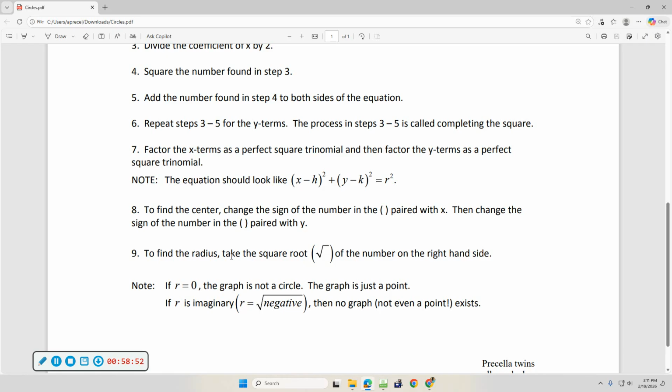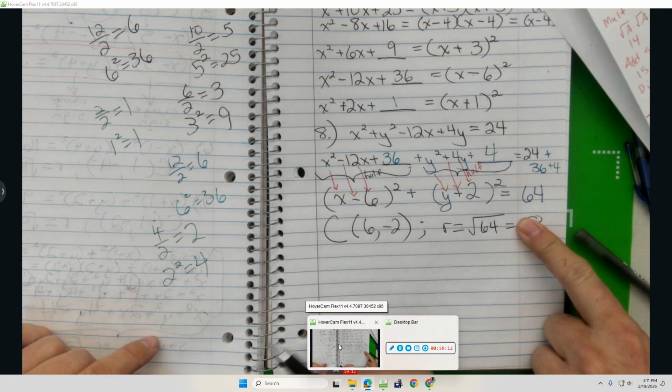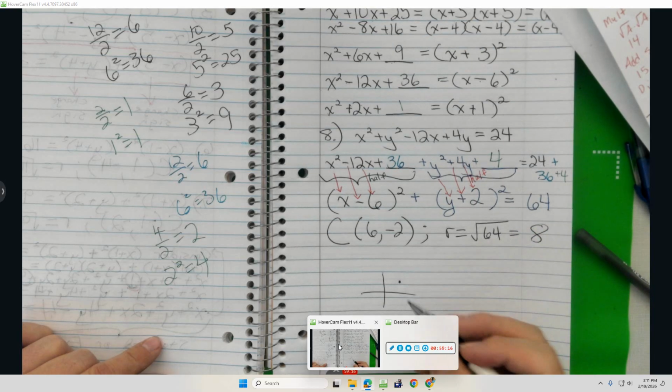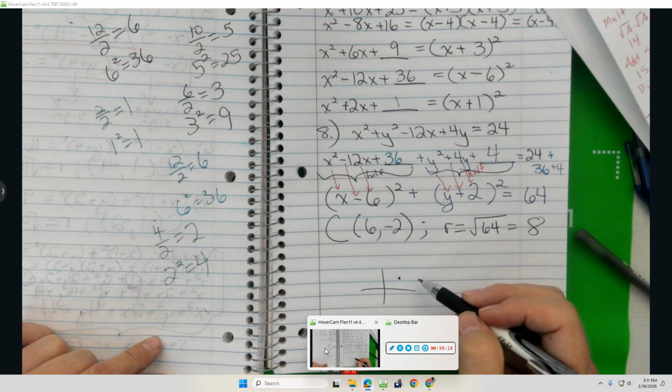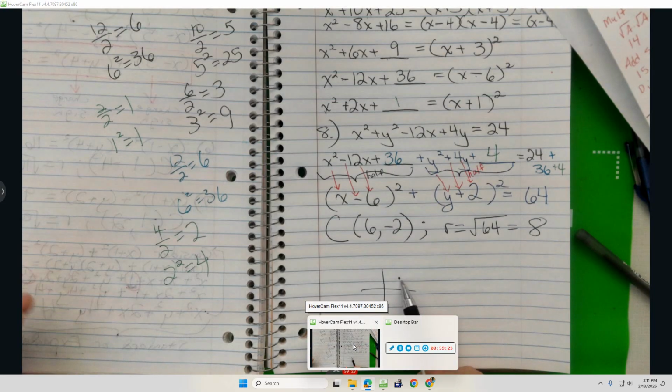To find the radius, you take the square root of the number on the right-hand side. And notice at the bottom, if you wind up with a net 0 on the right-hand side, taking the square root of 0, how many units are you going to move up and down, left and right? Imagine if the circle had a radius of 0. Here's your circle. You don't go up, down, left or right. So the graph is just the center point.